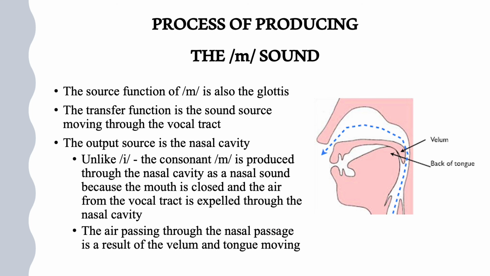The source function of the consonant M is also the glottis, and the transfer function happens through the vocal tract. Unlike the vowel that I used, the output function of M is the nasal cavity. In order for the air to pass through the nose, like it was mentioned in the last slide, the mouth is closed, but it is also a result of the velum and tongue moving. The velum and tongue are both articulators. When the velum and tongue move, air is blocked from leaving via the mouth. We call the sound a bilabial nasal sound.